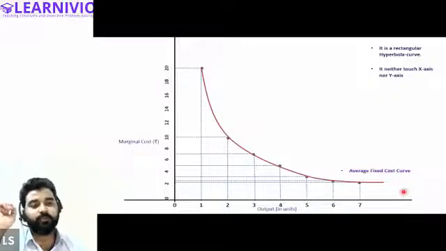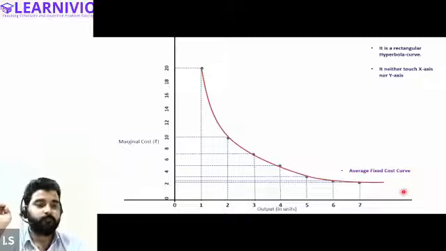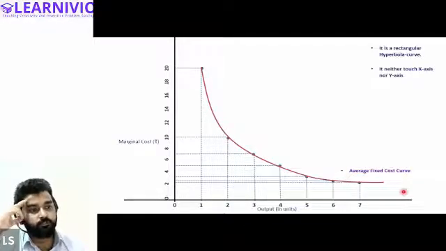But can anyone tell me why it never touches the y-axis? It never touches the x-axis because the value of the AFC can never be zero. But why does it never touch the y-axis? Anyone, please? Arisha, Sakshi, Ikra, Samiksha. Why does it never touch the y-axis?